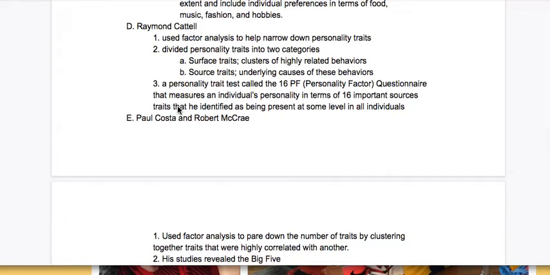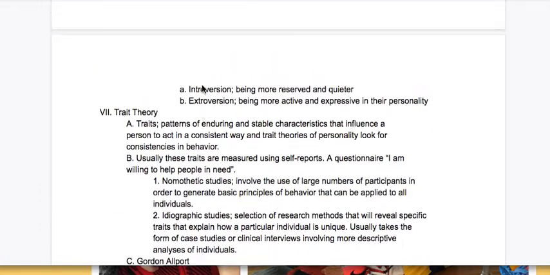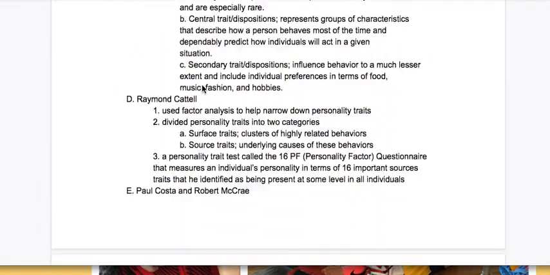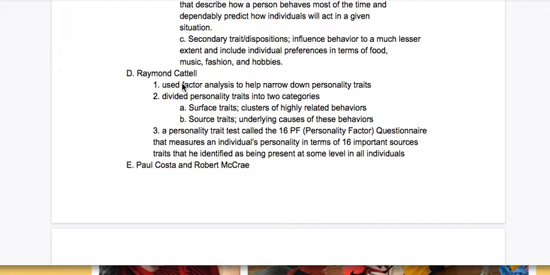So continuing on our discussion on personality and going back to trait theory, certain types of traits, let's move on to Raymond Cattell. We have talked about Raymond Cattell and we talked about crystallized and fluid intelligence. This is moving a little bit differently. He used factor analysis to help narrow down personality traits.